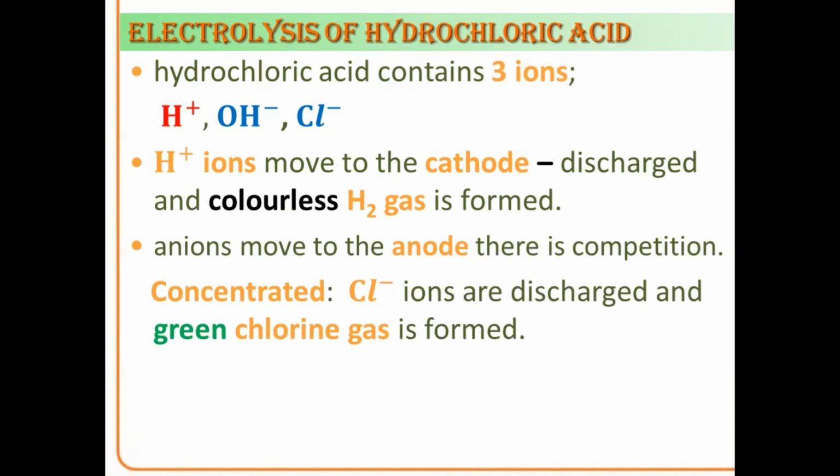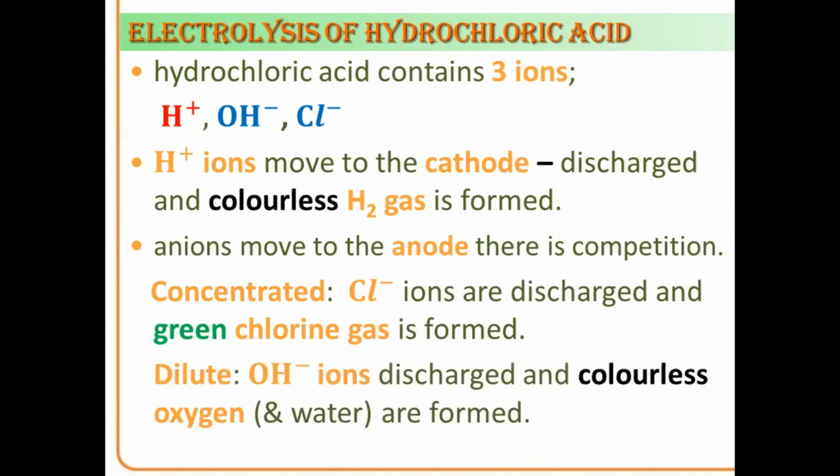So what do we observe at the anode? We are going to observe bubbles of green gas. When the substance is dilute, as a general rule of thumb, we say the hydroxide ions are discharged and the colorless gas is formed. The gas formed is oxygen, and we need to remember that water is also formed.